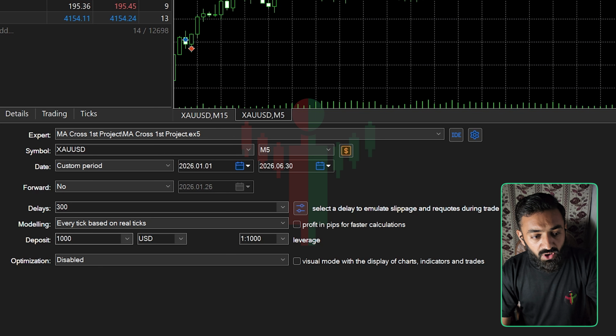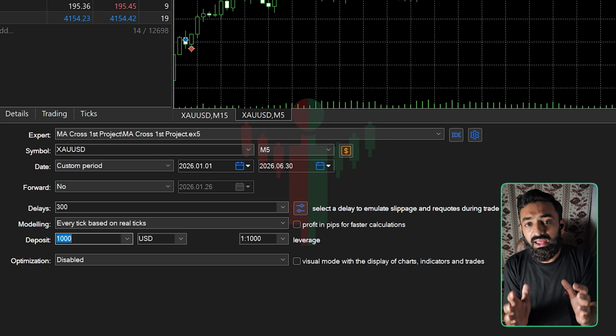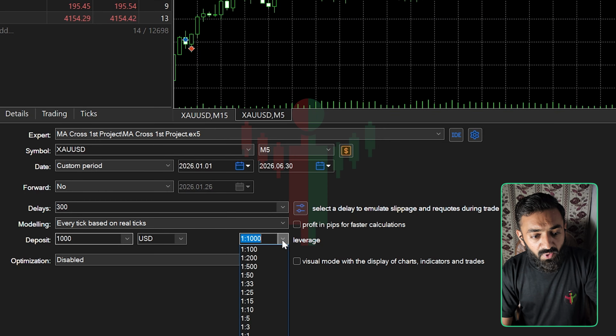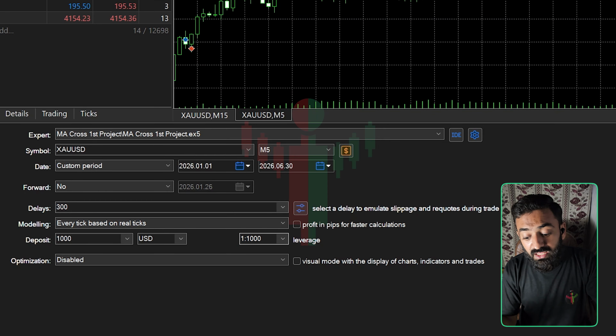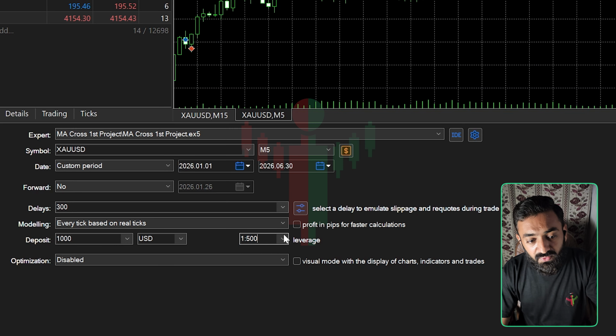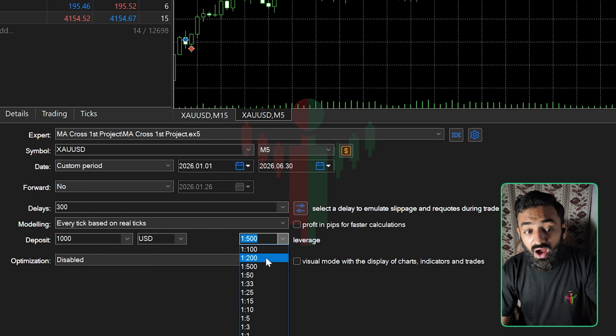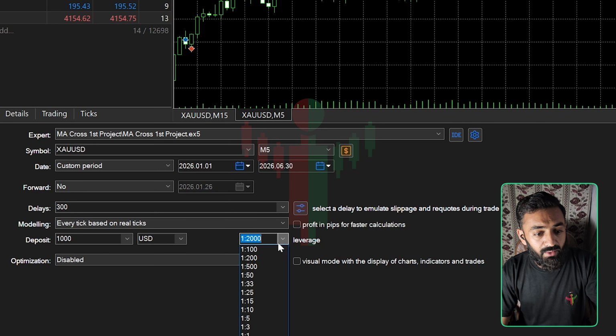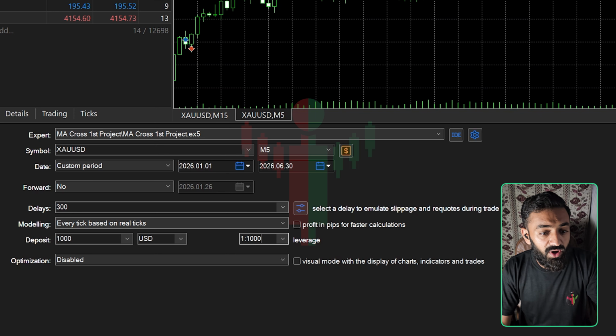The deposit is how much balance you are planning to use this EA on. If I am planning to use it on my $1,000 account, I will select 1,000 here. And from here you need to set the exact same leverage that your broker is giving you. If your broker is giving you 500, you have to set 500. And if your broker is giving you 2,000, you have to set 200 and then manually put one more zero, so it will be 2,000. At the moment my broker is giving me 1,000 leverage, so I will set 1,000.